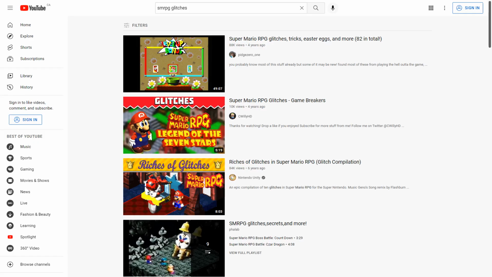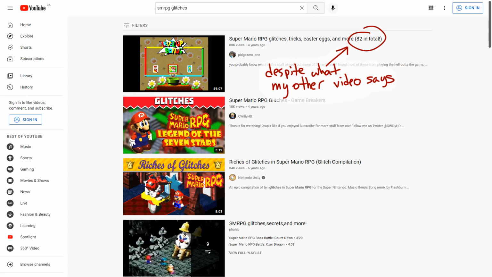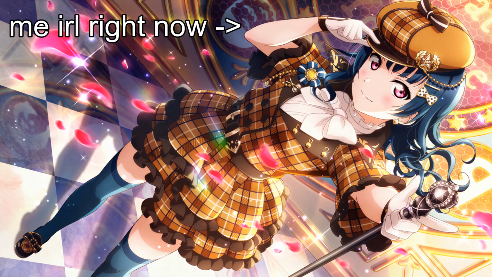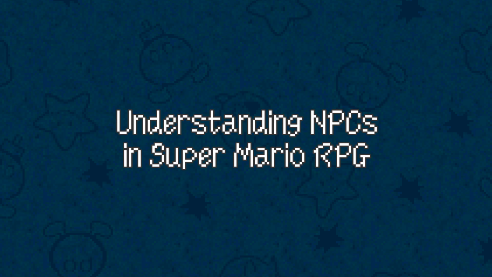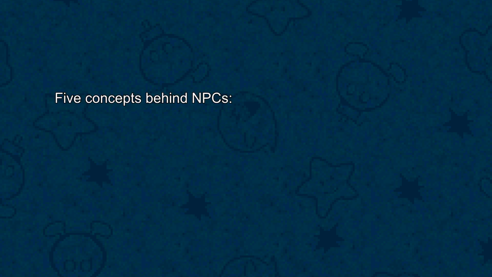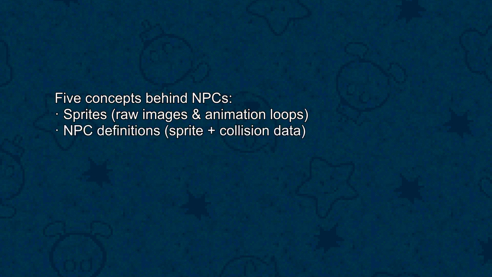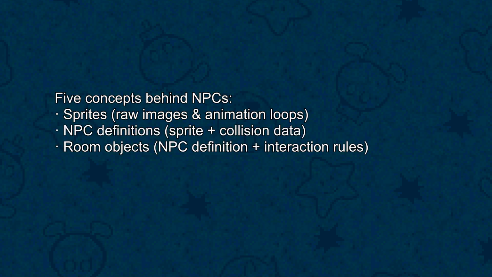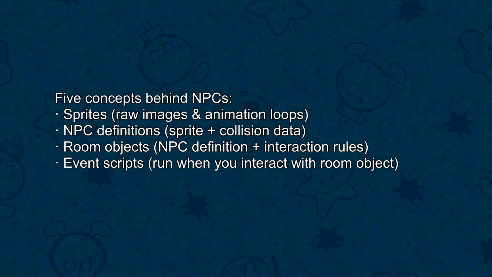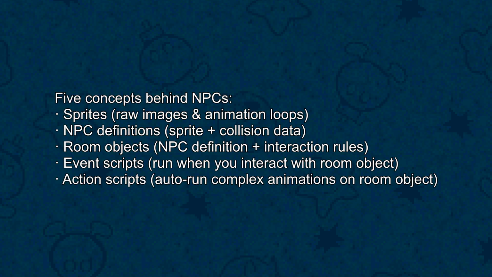SMRPG is not exactly known for having a lot of glitches and oversights, so this is pretty intriguing. I had to get to the bottom of this. In order to explain why I decided to take the next steps that I took, it's important to explain a few things about how objects are defined in Super Mario RPG. Essentially, you have 5 important concepts that work together to produce a thing that you can interact with in Super Mario RPG. Sprites, NPC definitions, room objects, event scripts, and action scripts.